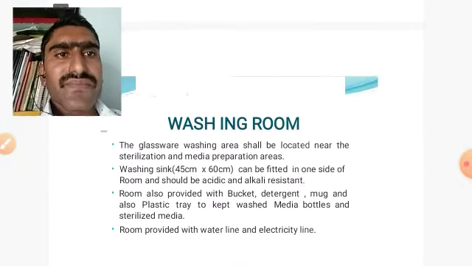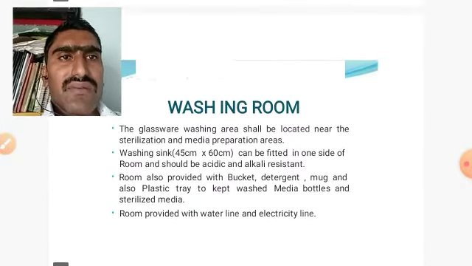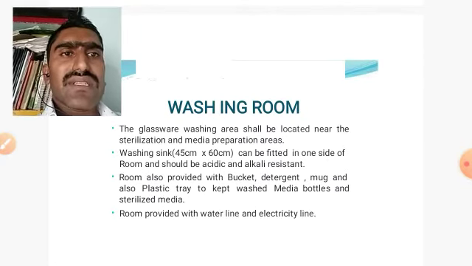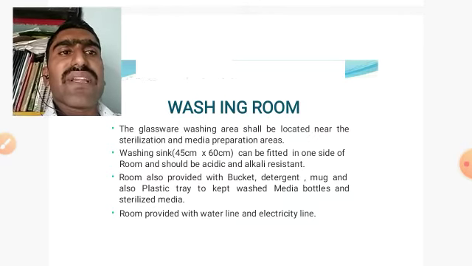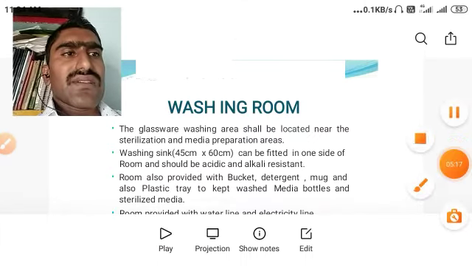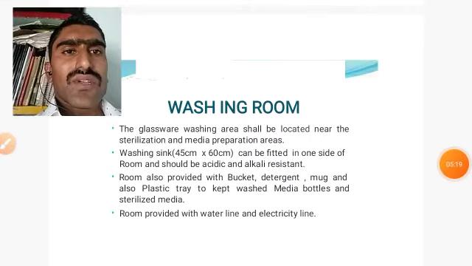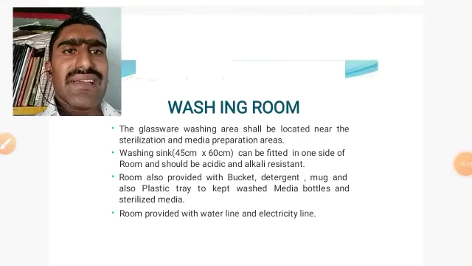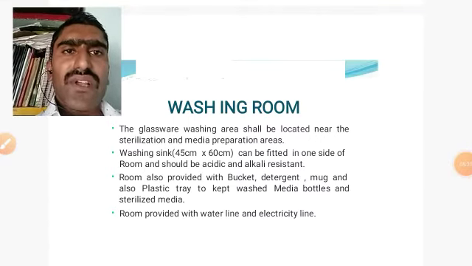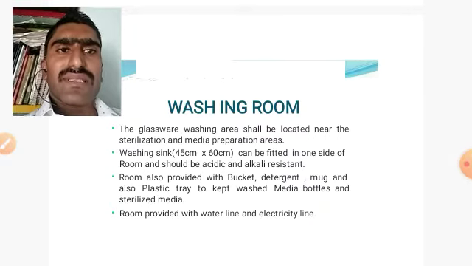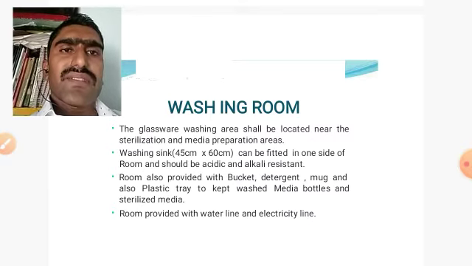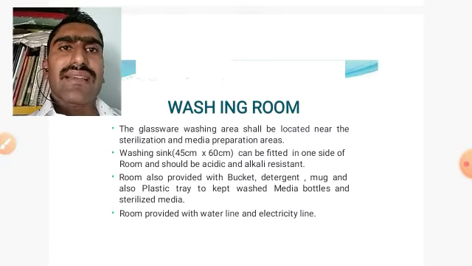Let's see the washing room. The glassware washing area shall be located near the sterilization and media preparation areas. In the washing area we must have a basin of 45 by 60 centimeter, which is fitted to one side of the room, for acidic and alkali treatment.